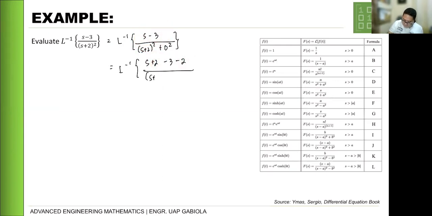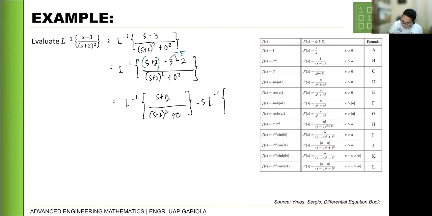Lower S plus 2 squared plus 0 squared. Okay? So pwede natin separate ngayon to. And then ito will be negative 5 na. So this is L negative 1 S plus 2 all over S plus 2 squared plus 0 minus 5 L negative 1 1 over S plus 2 squared plus 0 squared.